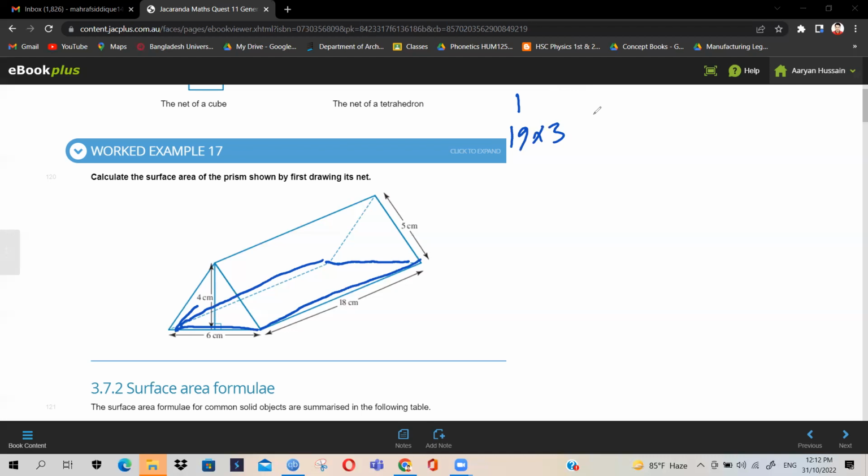But forget about memorization. What could be the easiest way to do it? See, 6 times 18 could be difficult for us to calculate. But is 6 times 20 difficult to calculate?